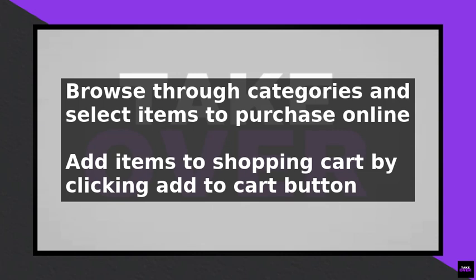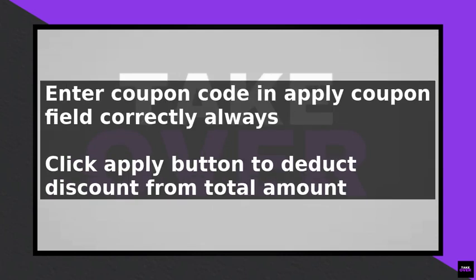Click on this field and enter your coupon code. Ensure that you enter the code correctly, as any mistake will prevent the coupon from being applied. After entering the coupon code, click the Apply button. If the coupon is valid, the discount will be deducted from your total amount. You can then proceed to checkout by clicking the Checkout button.